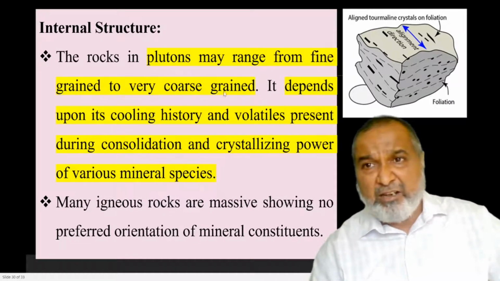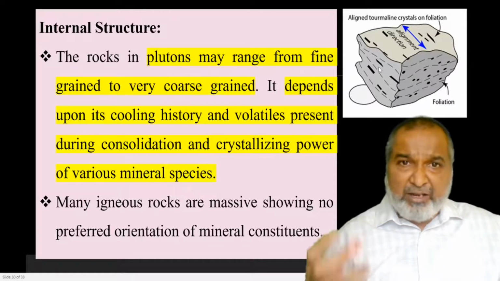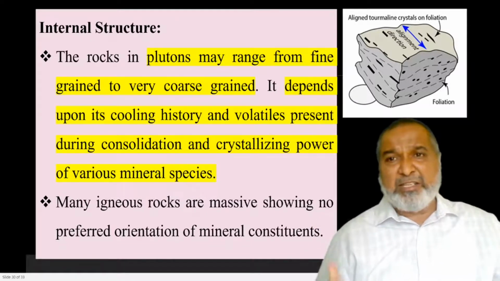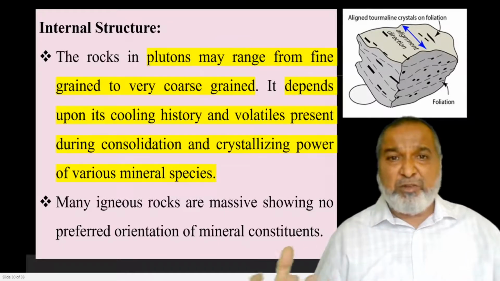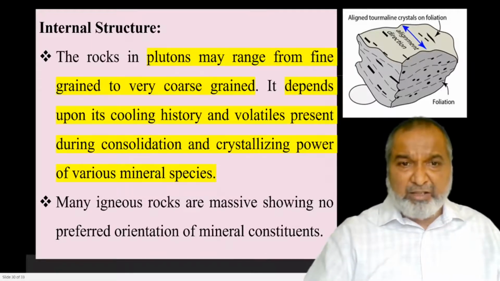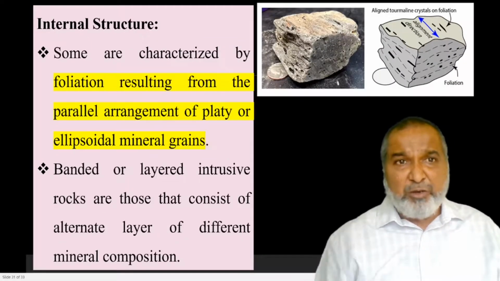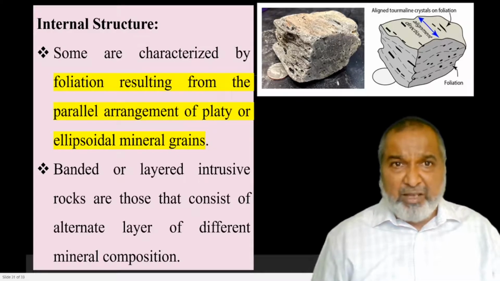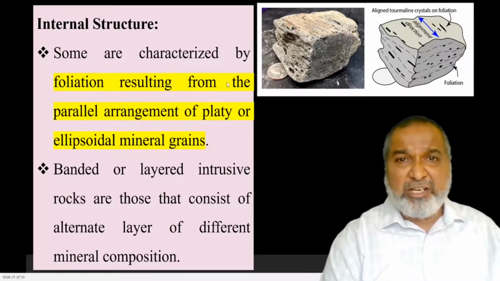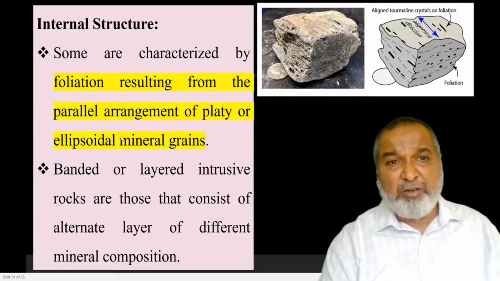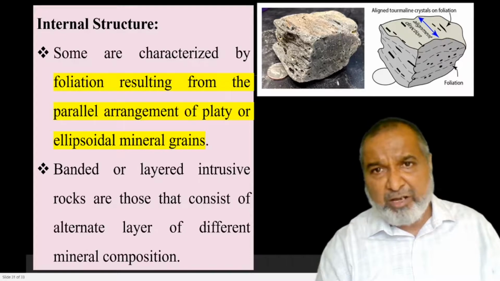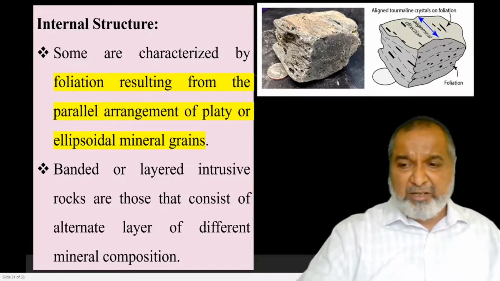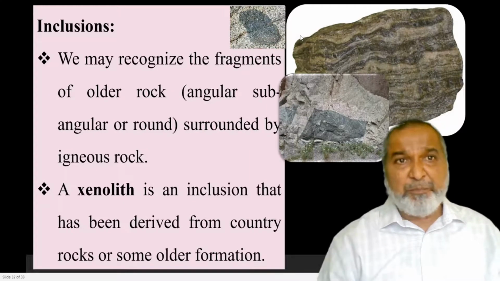Next, the internal structure, you can see here. These are the minerals aligned along the foliations. This part has cooled down, and the volatiles present during consolidation give large mineral specimens, and the orientation shows in that particular structure. Internal structure: foliation resulting from the parallel arrangement of platy or ellipsoidal minerals. You can see the same diagram, and this is the rock, with the minerals arranged. Banded or layered intrusion will also be there.